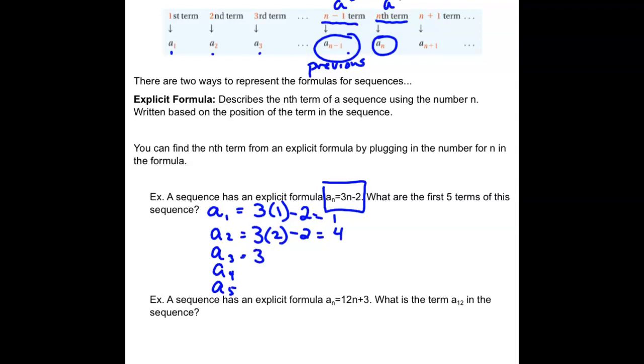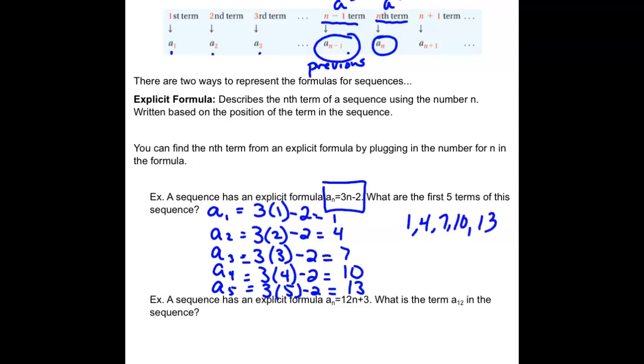Third term would be 3 times 3 minus 2. So 9 minus 2 would be 7. Our fourth term would be 3 times 4 minus 2. 12 minus 2 would be 10. And our last one would be 3 times 5 minus 2. 15 minus 2 would be 13. So the first 5 terms of my sequence would be 1, 4, 7, 10, and 13.